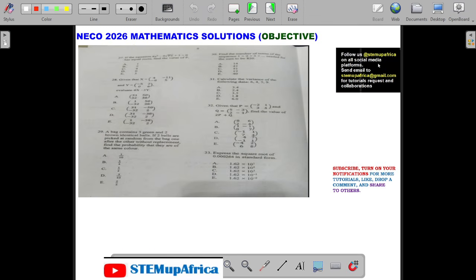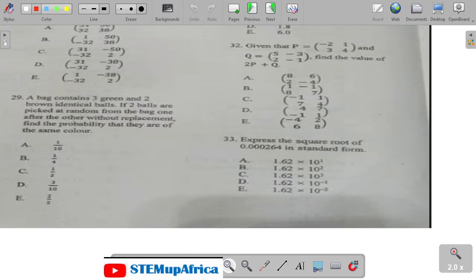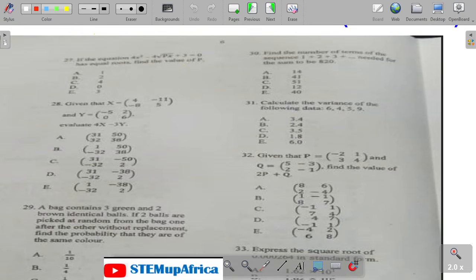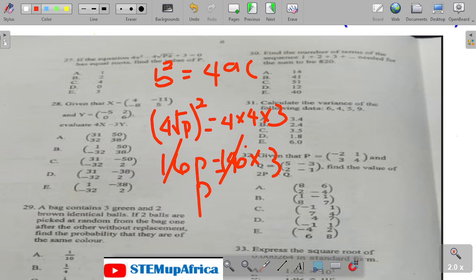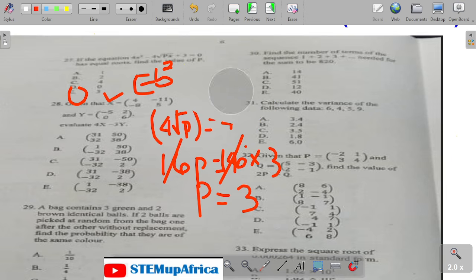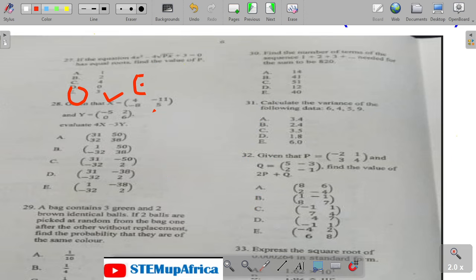Let's check 27. It said find the value of p if it has equal roots. So for equal roots, we know that b squared equals 4ac. So I'm having 4p squared equals 4 times 4 times 3. So if I square this, I'm having 16p equals 16 times 3. So 16 goes with 16, p equals 3. That is option E. Number 27 is option E. So let's check 28.